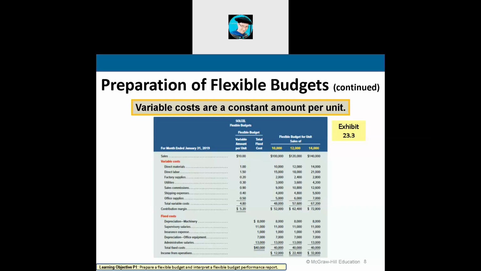The only thing that doesn't change, regardless of the level of output, are your fixed costs. Things like depreciation for machinery, supervisor salaries, insurance expense, etc. These are all things that you still have to pay, even if you made 0 units or 50,000 units. You still will have to pay the same amount. That's why it's a fixed cost. So this is the budget for a flexible budget.